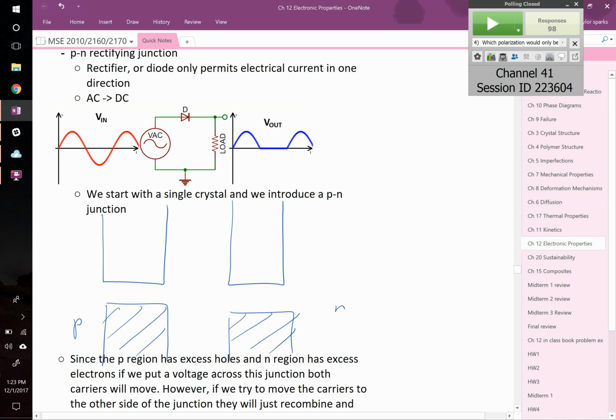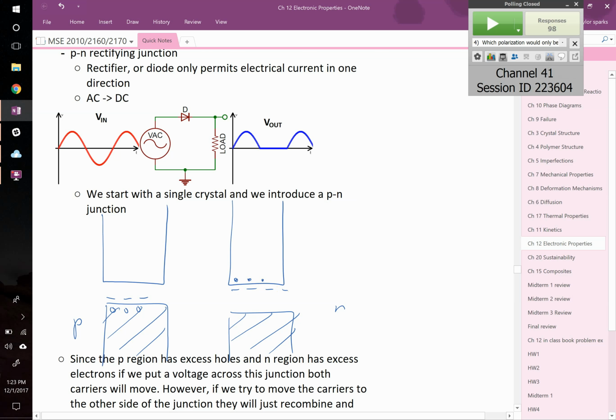The p-type has lots of acceptors, right? It's got lots of these things like boron or aluminum that can pick up an electron to create a hole. Meanwhile, over here, this has lots of donors, things like phosphorus or arsenic that can create electrons by donating them.